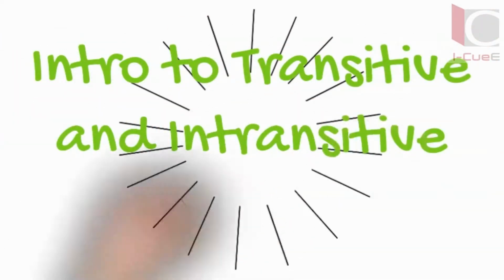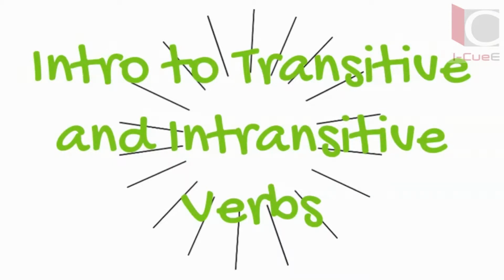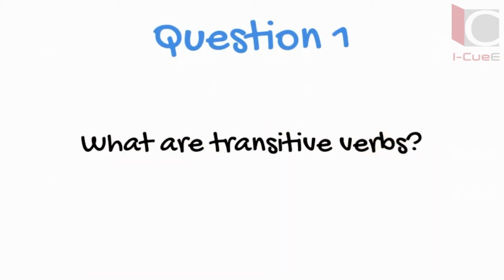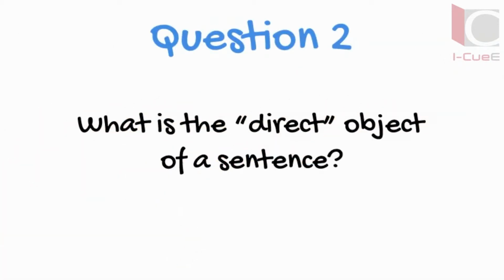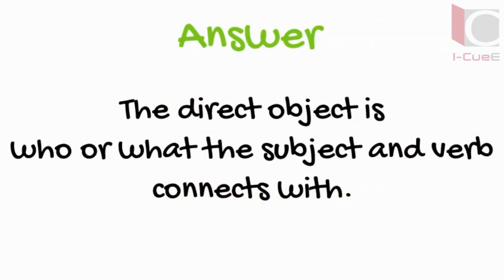Intro to transitive and intransitive verbs. What are transitive verbs? Transitive verbs are verbs that need to have a direct object to complete the sentence. What is the direct object of a sentence? The direct object is who or what the subject and verb connects with.